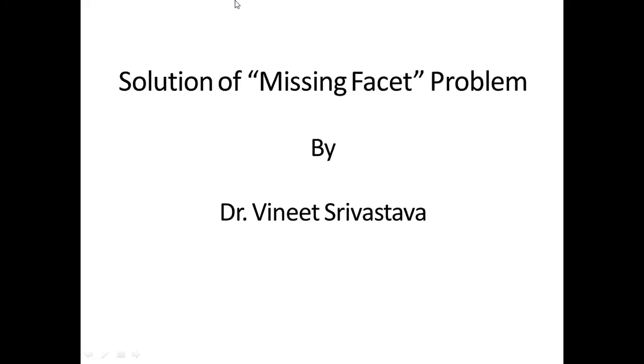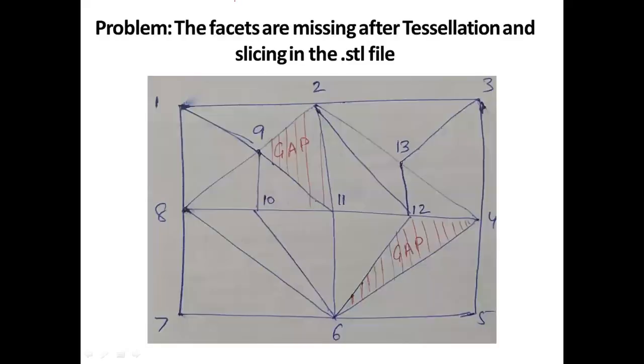After tessellation, slicing, and generation of the deposition path has been done, the solid model is recreated. The STL file is regenerated in the machine software. During that process, what we generally encounter is that due to tessellation and slicing, you observe some of the facets have suddenly evaporated or been lost.